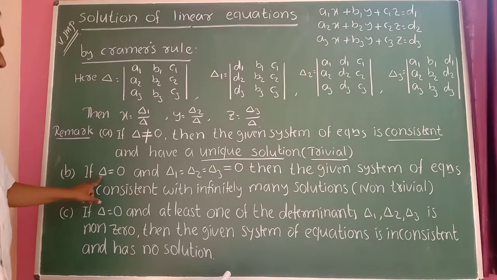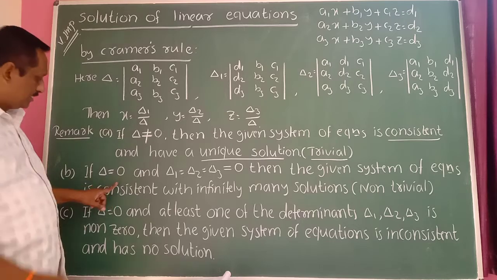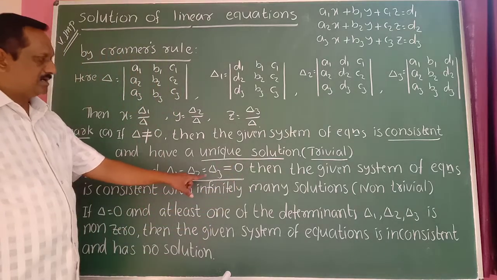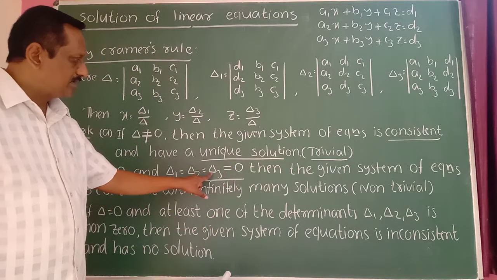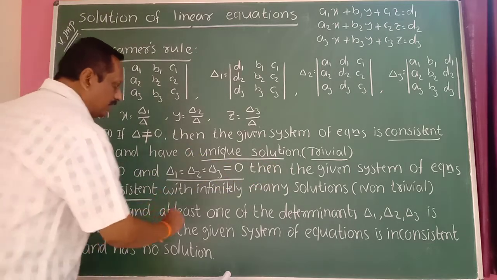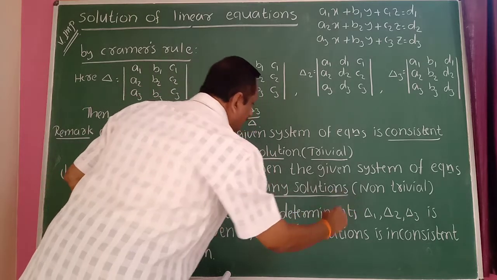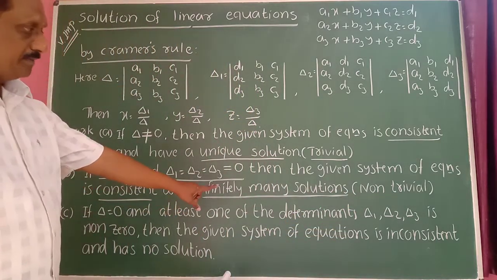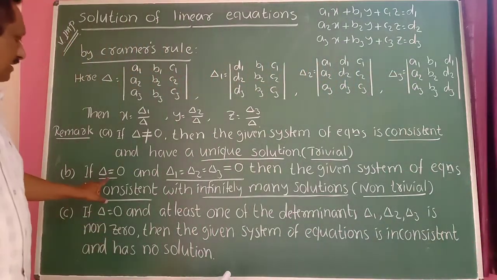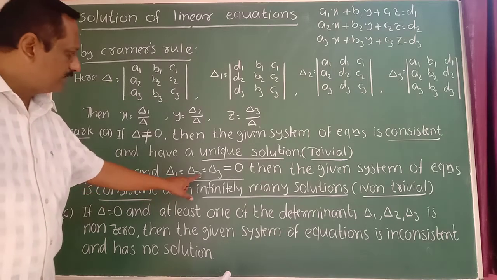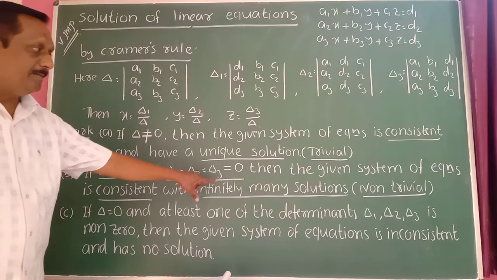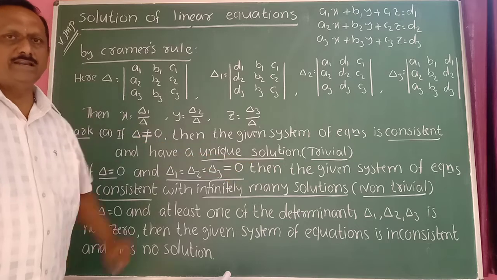Next, if delta is equal to 0, as well as delta 1 equal to 0, delta 2 equal to 0, delta 3 also 0, all these determinants are 0, then the given system of equations is consistent with infinitely many solutions. If it has infinitely many solutions, it is said to be non-trivial. Therefore, if delta is 0 as well as all these determinants are also 0, then the system is consistent with infinitely many solutions. It is said to be non-trivial.